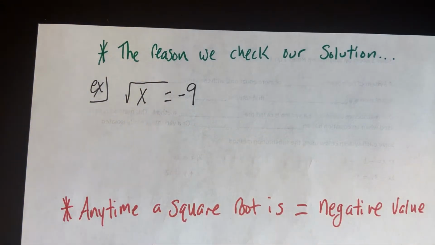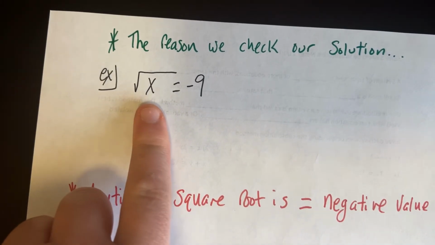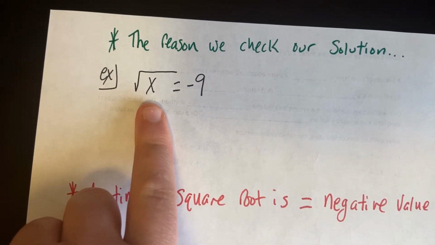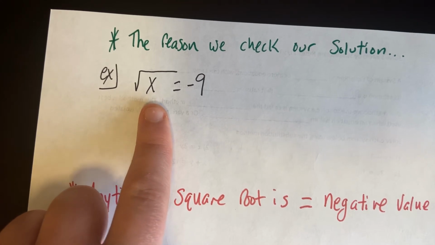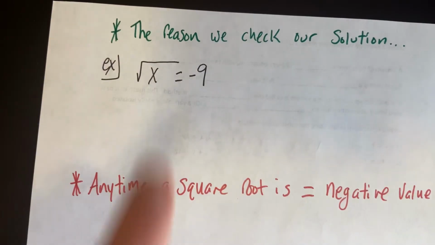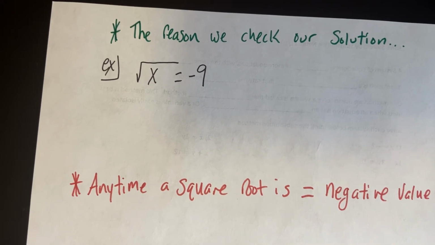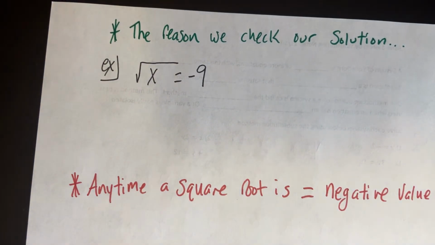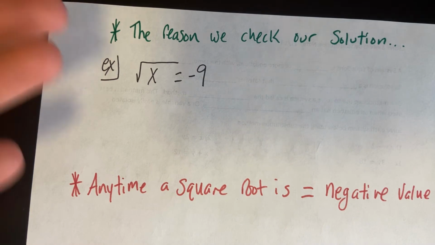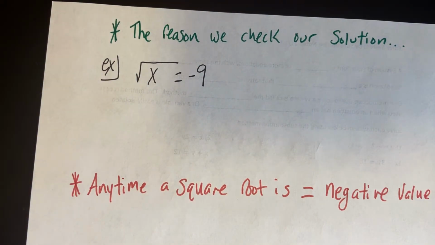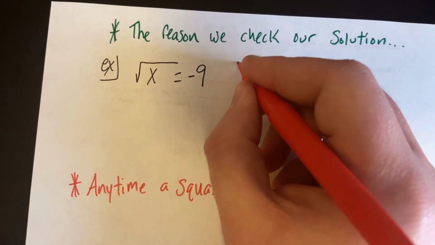So maybe this one might be a little easier example for you. You might be able to see why we need to check our solution. Think about what this is asking us. This is asking us to find the square root of some number to be a negative 9. Well, we just talked about what it means to take the square root. Square root is the opposite of squaring. Well, we know that we can't square something and get a negative 9, right? So this is asking us, well, the square root of some value has to be a negative. Well, right off the bat, we should understand that this isn't possible, right?